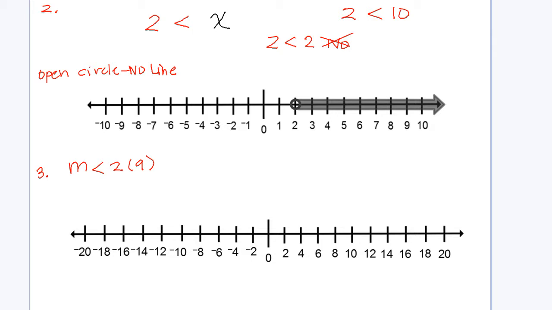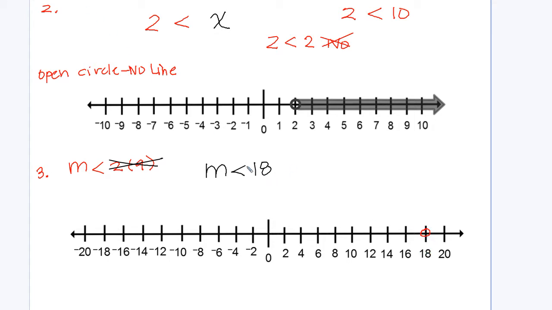Look at number 3. M is less than 2 times 9. Well, first thing we have to do is figure out what 2 times 9 is. So that's 18. So I'm going to rewrite it. M is less than 18. It does not have the line underneath, so it's going to be open circle. We're going to go to 18 and put a circle on it, open. It's not above, it's not below, it's not on the numbers, it's on the line.